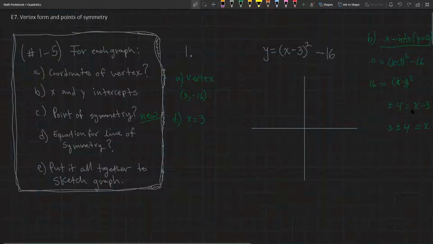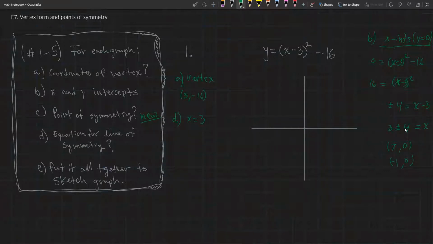So we can see that those 2 intercepts, I'll label them as points. Don't forget their y value is 0 for both of them. And let's do them individually. 4 plus 3 is 7. So 7 comma 0 is an x intercept. And 3 minus 4 is negative 1. All right, so far we have x intercepts.